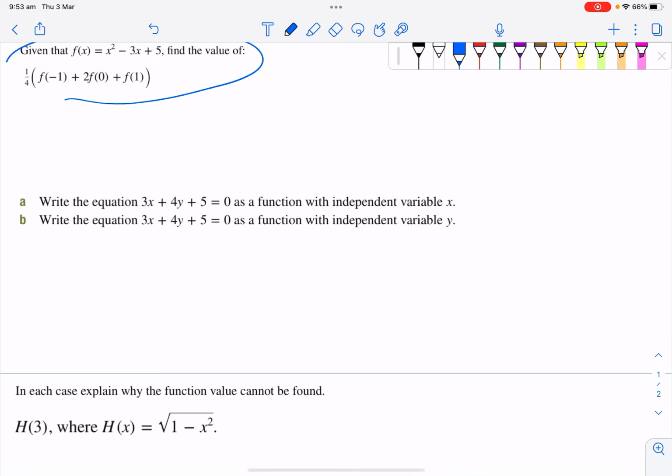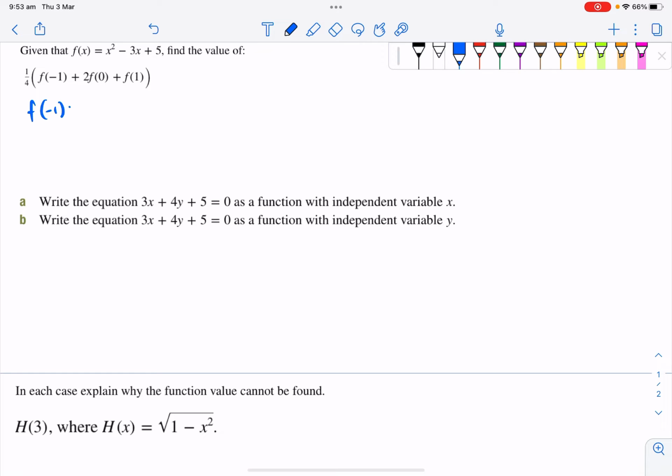So let's look at this one now. Given that f(x) equals x squared minus 3x plus 5, find the value of this result. This is essentially the same as the previous question. The only difference is I should calculate all of these f's individually. And how do I do that? Just like what we did in the previous question. I will sub negative 1 into this, get the answer. I will sub in 0 into this, get the answer. I will put 1 into this, get the answer, and then I will use that to calculate this. So let's start off one by one.